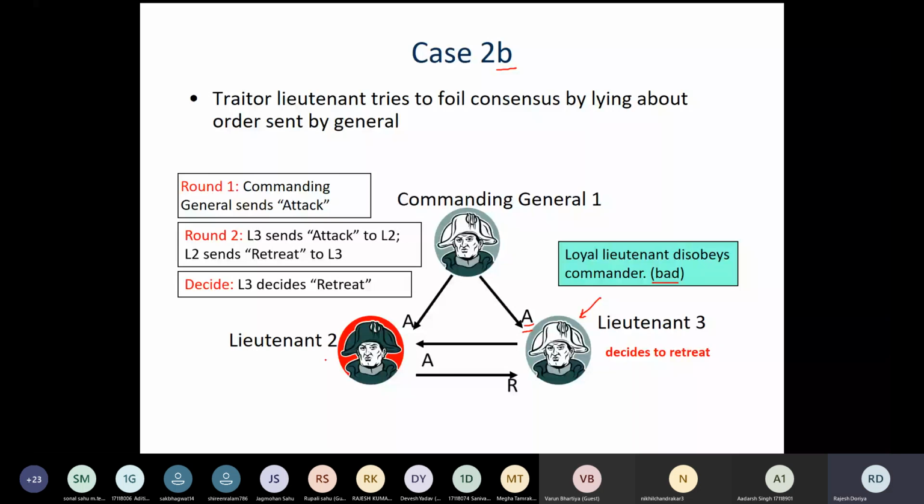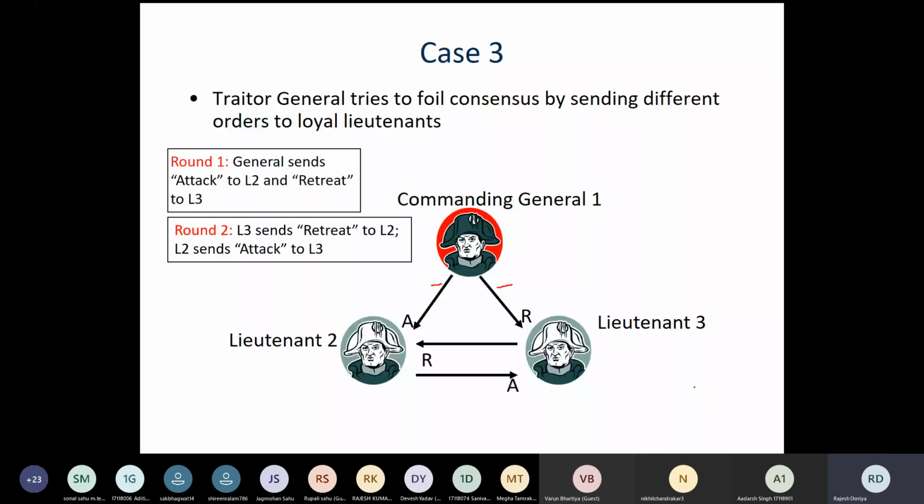if this is the case where n is either less than 3f or equal to 3f, then the consensus cannot be achieved. And recently, we have seen a special case where n was equal to 3f. Okay, so n has to be greater than this one. Only then can we have the consensus.